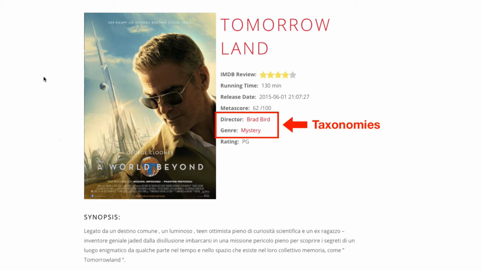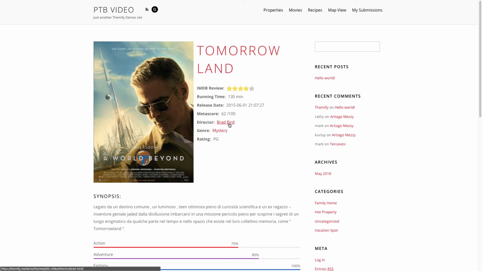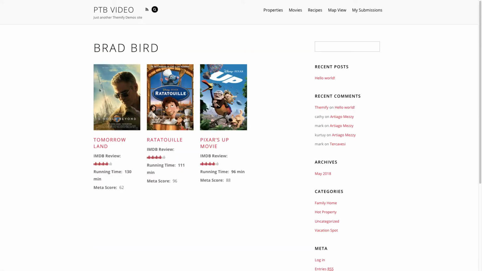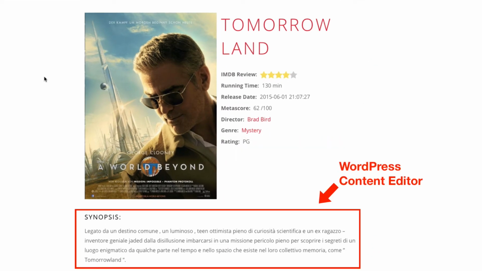The content below is called taxonomies. Taxonomies are subcategories for the post. It'll allow you to link categories with other posts. Meaning if I click the director Brad Bird, it'll also link to other posts that are linked to movies that are directed by Brad Bird. The next field is called a checkbox. The synopsis is the default WordPress content editor on the page.